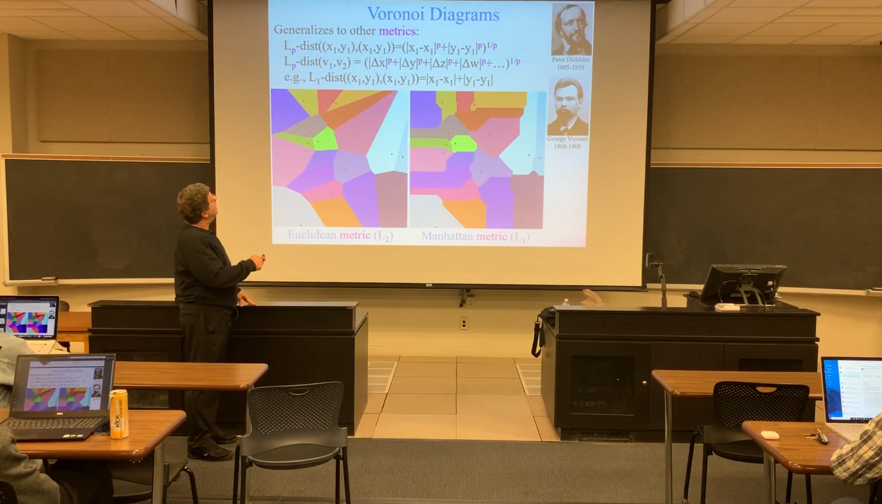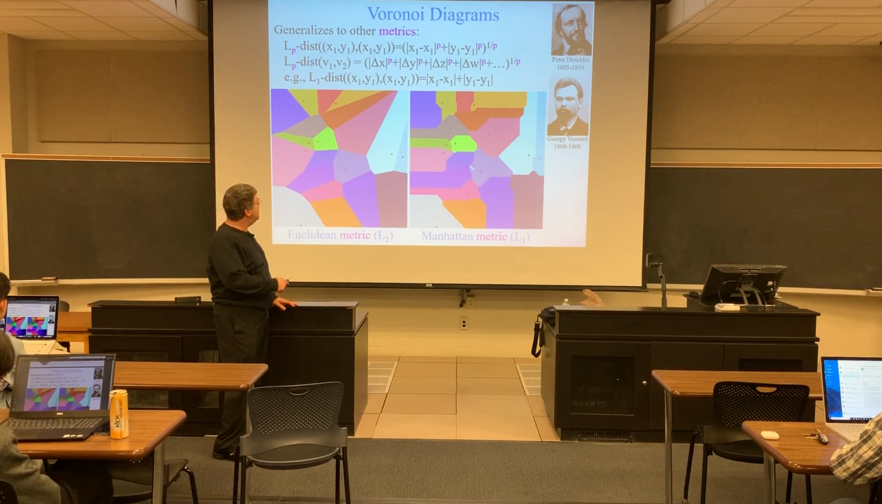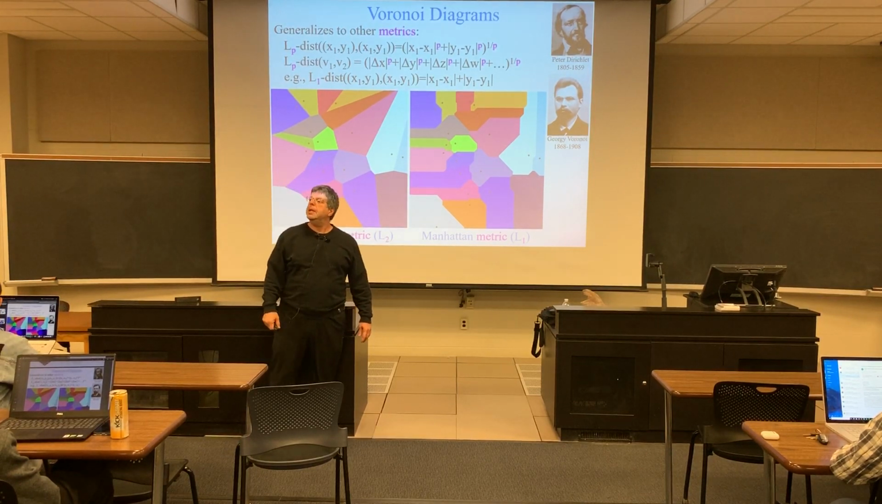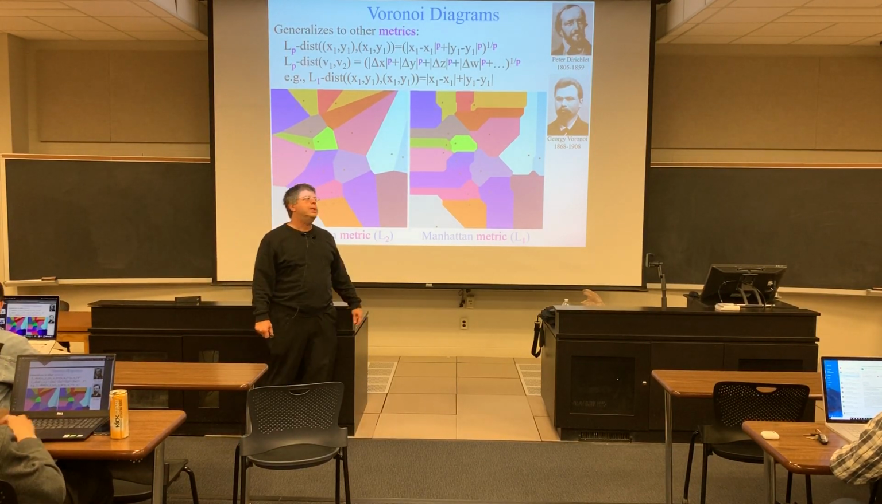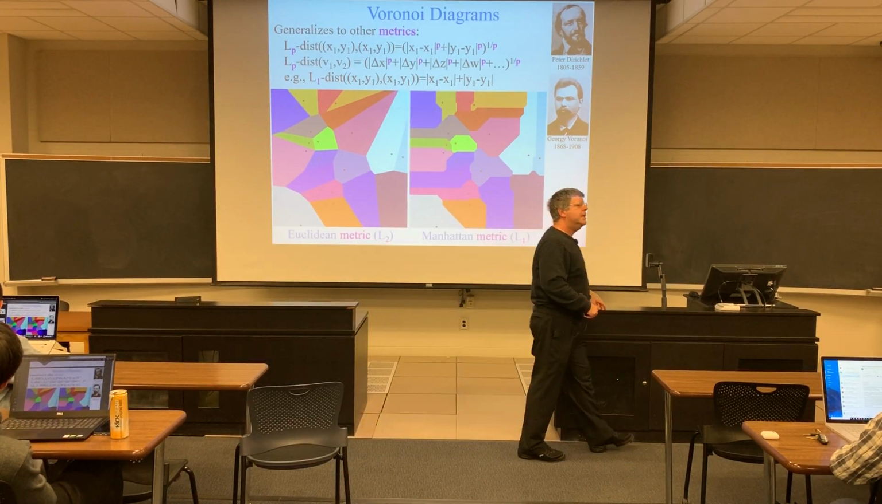You can plug in any P and you get a different metric. And by the way, the P doesn't even have to be an integer. It could be a real number in general, a fraction or a real number. But this is the exact same point set. Look, the points appear in the exact same positions, x's and y's. But the metric, the distance, is defined differently. And so the Voronoi diagram looks very different than for the other metric, even though it's the exact same point set. So distances are defined differently in different metrics.